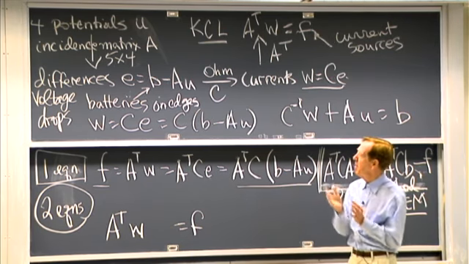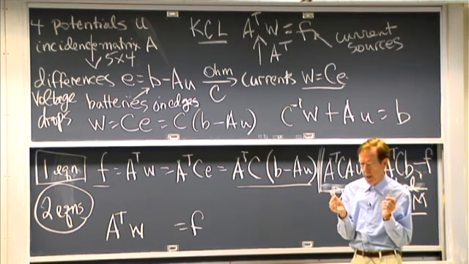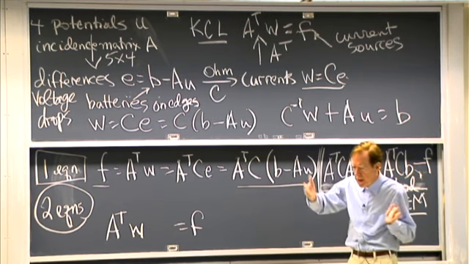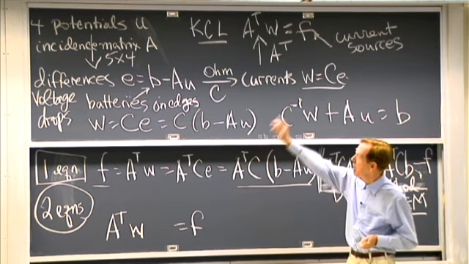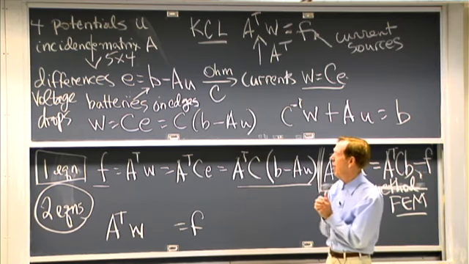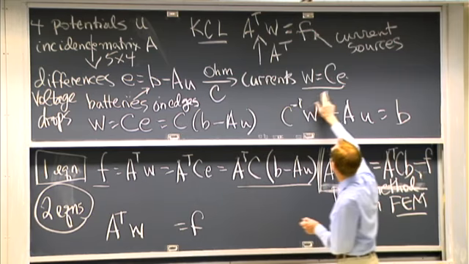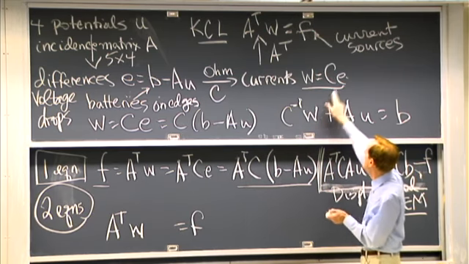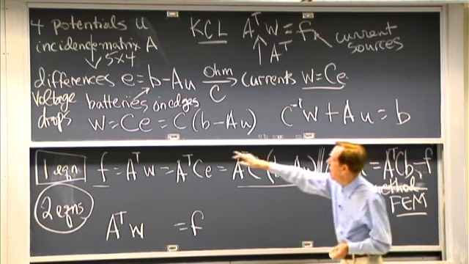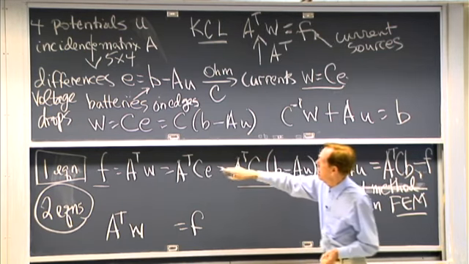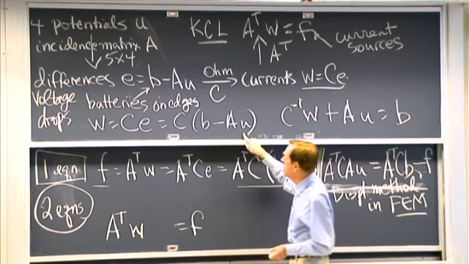The only guy I'm eliminating is E. Initially you could say I've had a three-field system, U, E, and W. Now, E and W are so easily connected that I'm going to eliminate E. E is C inverse W. I did it actually here. This W is C B minus AU.